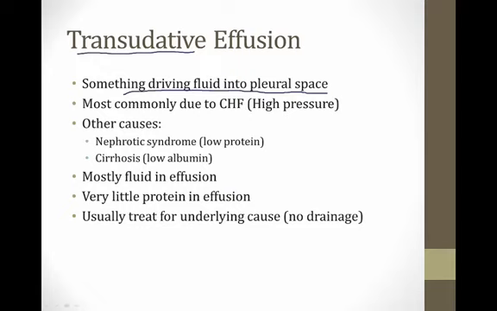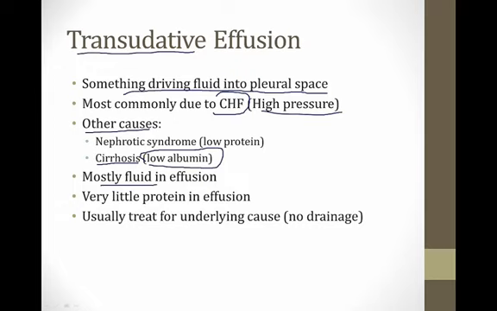The most common cause of a transudative pleural effusion is high pressures from congestive heart failure, but other causes are nephrotic syndrome, so you lose protein in the urine in nephrotic syndrome, and the plasma will have low protein and therefore low oncotic pressure, and that can cause an effusion. In cirrhosis you have underproduction of albumin, so you get low protein in the blood, and that also can cause a transudative effusion. In these effusions there's mostly fluid.